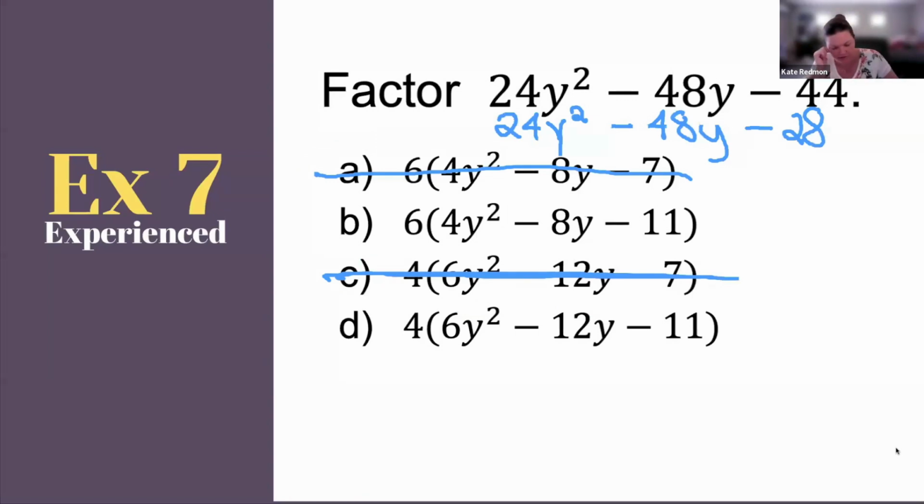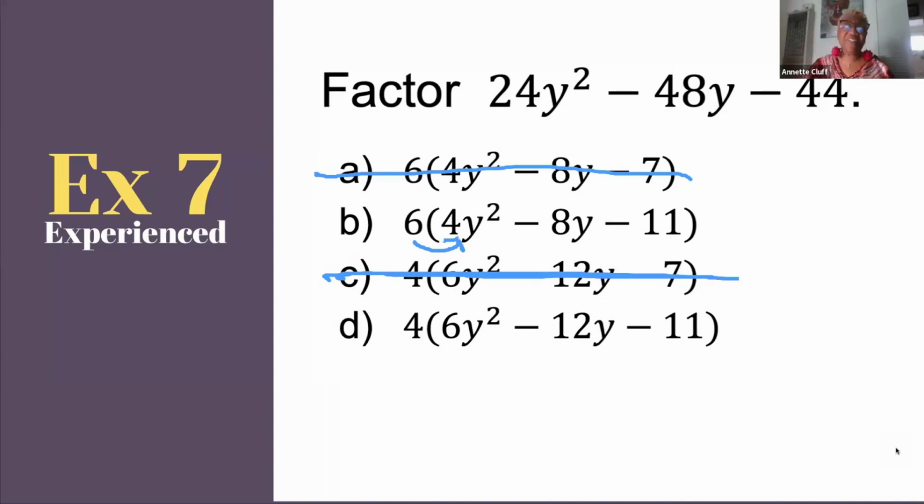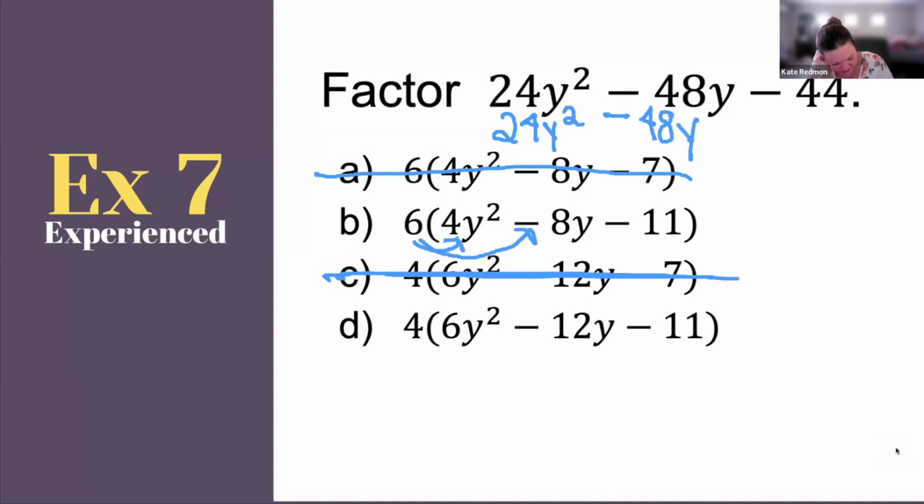B. All right, let's do it. 6 times 4 is 24y squared. Good. And then, of course, our next one is negative 48y. Brilliant. And then, uh-oh, that ain't right either. The next one, 6 times negative 11, negative 66. That's not it. That's not it either.